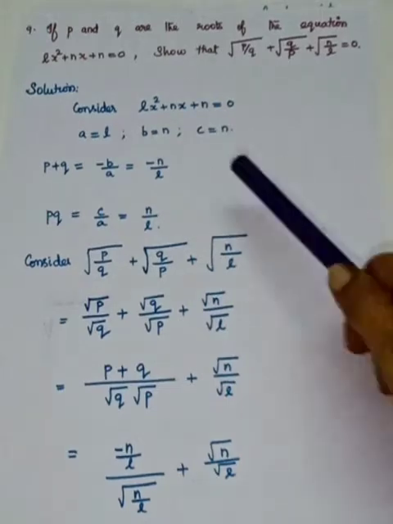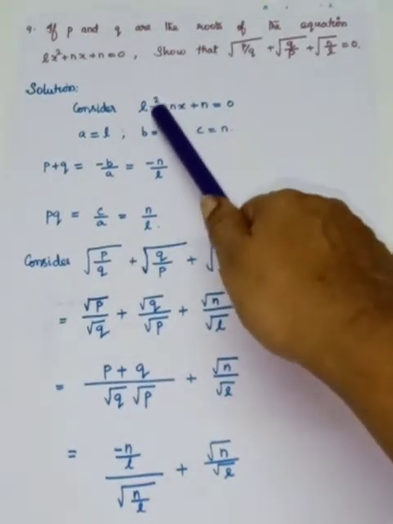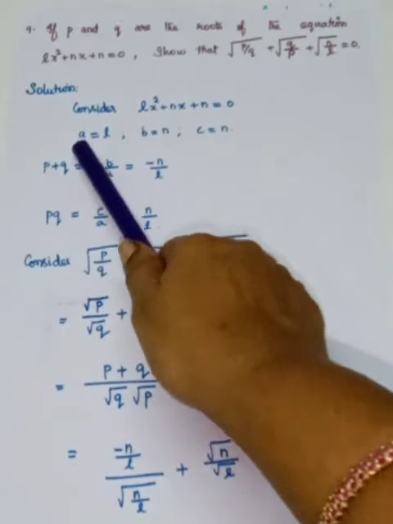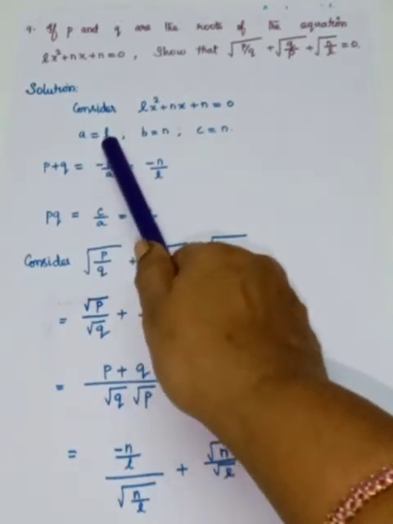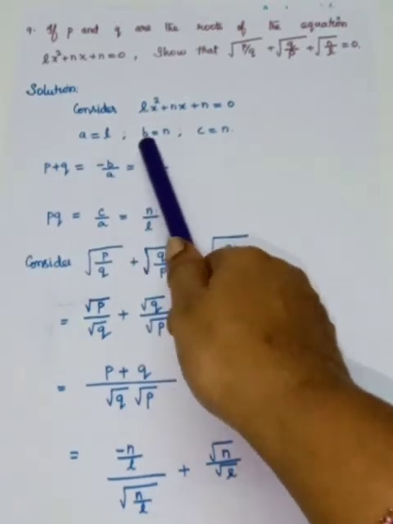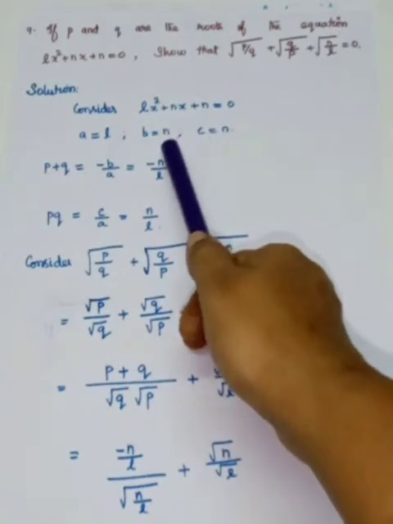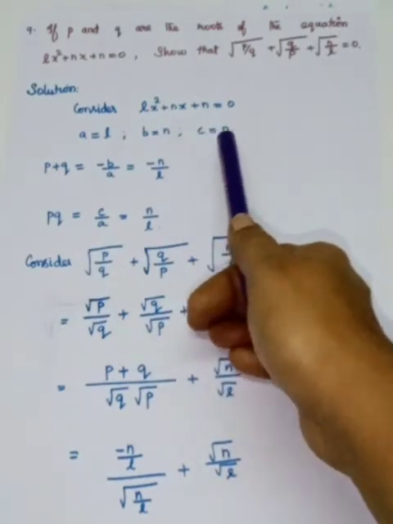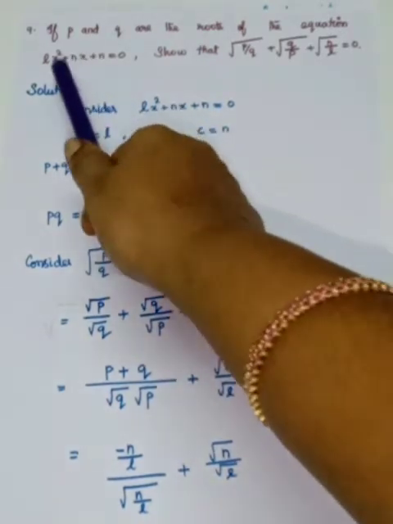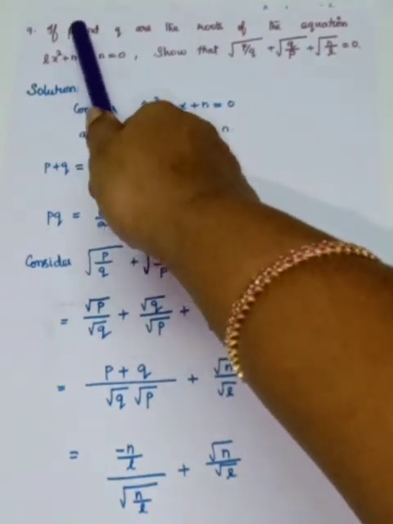So consider the equation. It is a quadratic equation. So a is equal to what? The coefficient of x squared, that is l here. Your b is equal to the coefficient of x, that is n, and the constant is also n. Okay, here for this equation, what are the roots p and q?